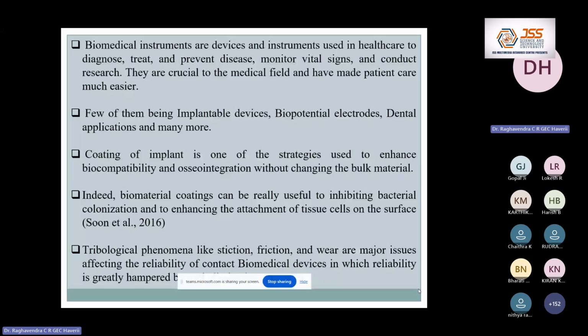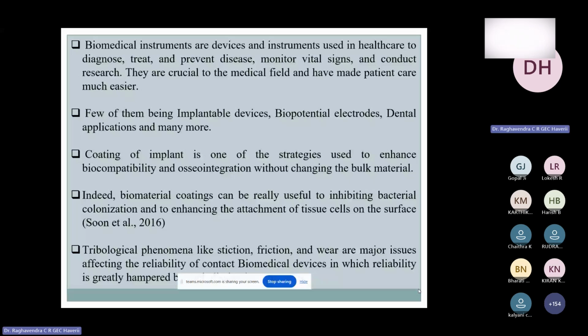So here, the coatings or whatever nanomaterials we are going to use are not going to change any of the dimensions, because the coatings we make and the nanoparticles we use are at the micron and nano level. So significantly, they are not going to affect the dimensions. Indeed, biomaterial coatings can be really useful for inhibiting bacterial colonization and enhancing cells on the surface. This is what Soon et al. discussed in 2016.